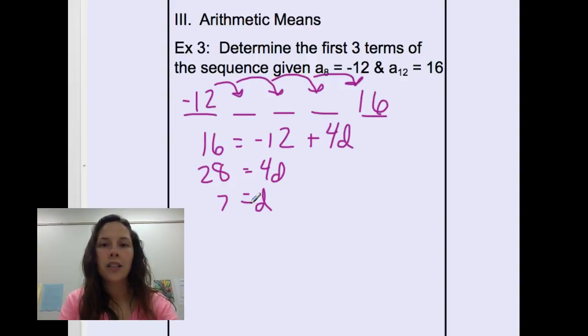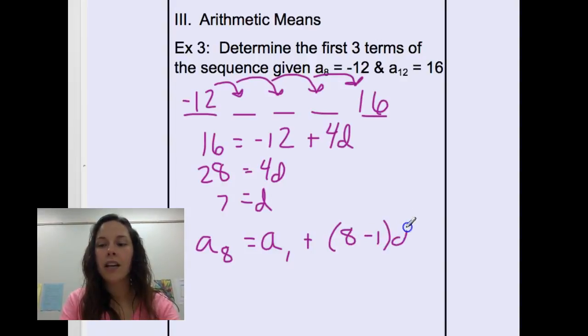because now we're going to go back and use that explicit formula to find the first term. So now you can choose either the 8th or the 12th terms. It doesn't matter. I'm going to use the 8th just because it's smaller. So here's how I'm going to be setting up my formula. The 8th term is the first term plus n, in this case 8 minus 1, times that common difference.